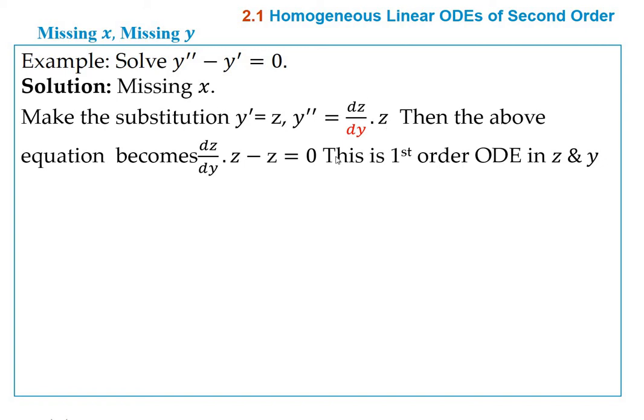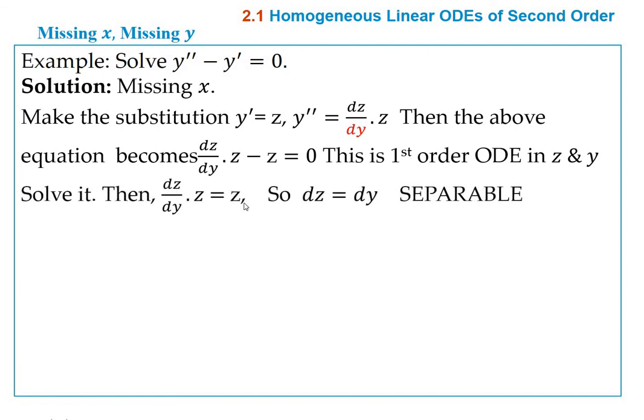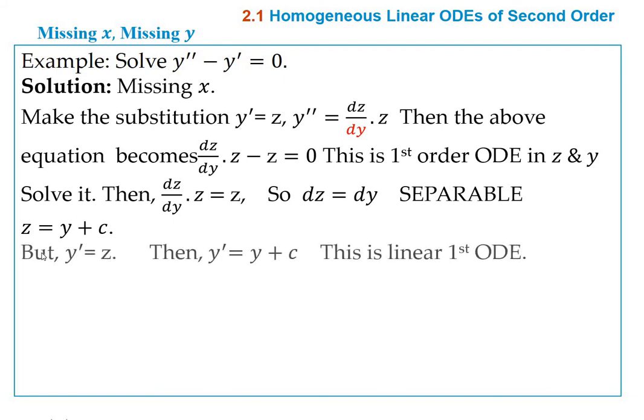Now move z to the other side, and of course this is separable. If you integrate, you're going to get z equals y plus c. Now again, z is equal to y prime, so write y prime, and it's very clear that this is a linear first order ODE. This can be solved easily using the technique that we just learned, and you will be able to get that y is equal to minus x plus c exponential x. And you can see this is the solution of the original ODE.